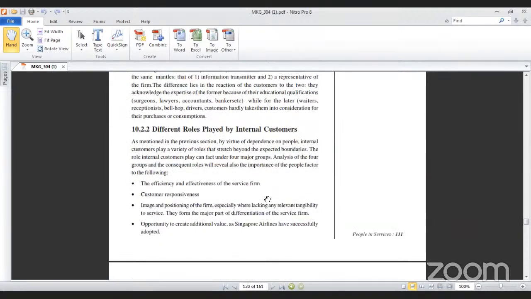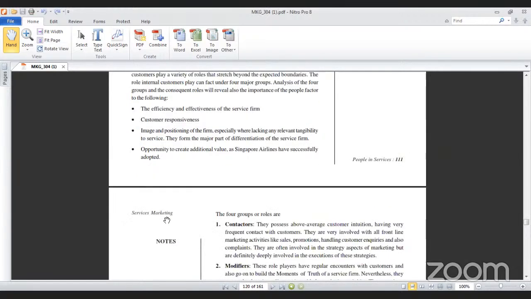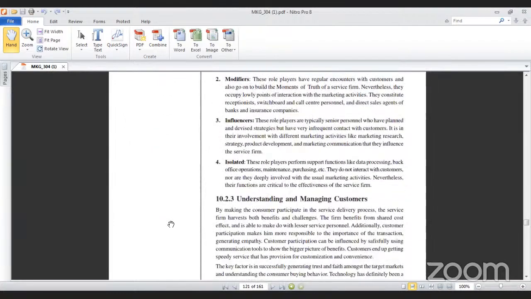First, the efficiency and effectiveness of the service firm, customer responsiveness, image and positioning of the firm, especially where lacking any equivalent tangibility to service. They form the major part of the definition of the service firm. Opportunity to create additional value, as Singapore Airlines has successfully adopted. The four groups or roles are contractor, modifier, influencer, isolated, understanding and mining customers.